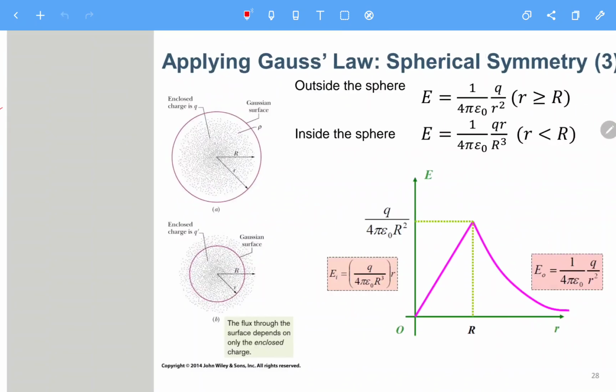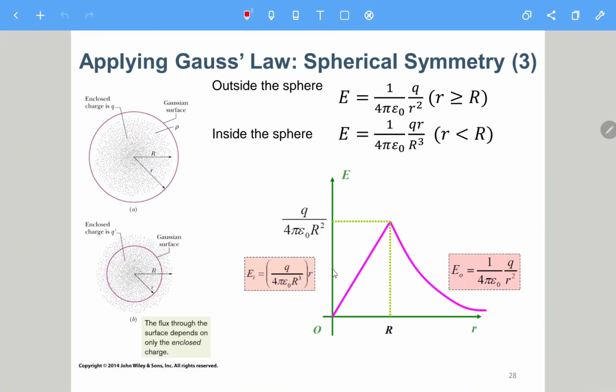Okay, so on the next page, we can try to draw it out. For outside the sphere, we have this expression, r is larger than or equal to R. And then inside the sphere, E is kQr over capital R cubed. For this part, as I mentioned, this is proportional to r, so it's like a straight line. And for this one, this is inversely proportional to r squared, or proportional to 1 over r squared.